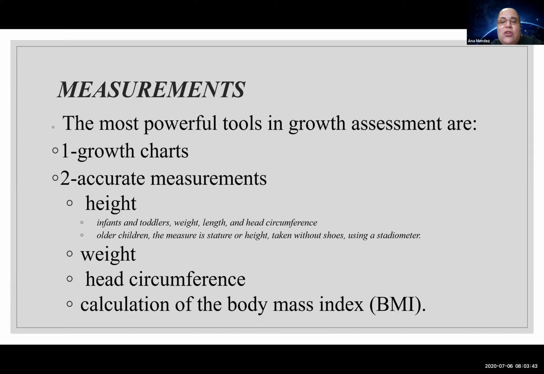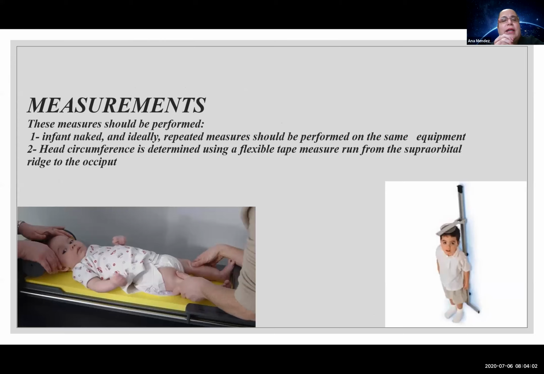You have to do these measurements without shoes, in young kids without clothes, and in kids who are less than 2 years of age, they are recumbent, and in those who are older than 2, they stand, and the best tool to use is a standometer, which we have in clinic in all of our rooms. The measurements should be performed in an infant naked ideally, and repeated measurements should be done on the same equipment. The head circumference is determined using a flexible tape that runs from the supraorbital ridge to the occiput, and this is a standometer right here. You can see them in each of our examining rooms.